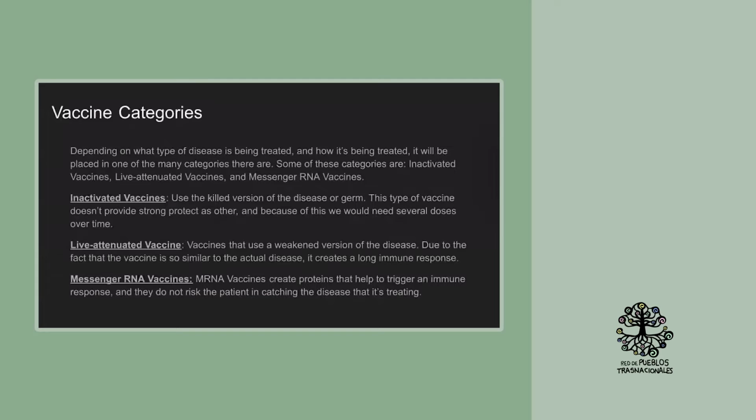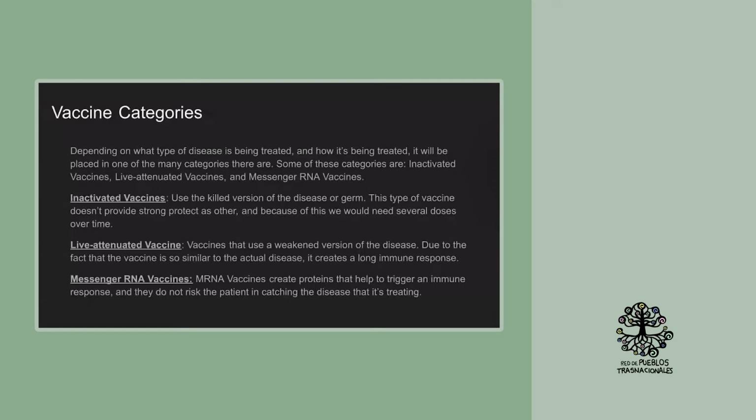Live attenuated vaccines use the weakened version of the disease, so it's not exactly dead. Due to the fact that the vaccine is so similar to the actual disease, it creates a long-lasting immune response. So we won't need to be constantly getting a vaccine for this specific disease.